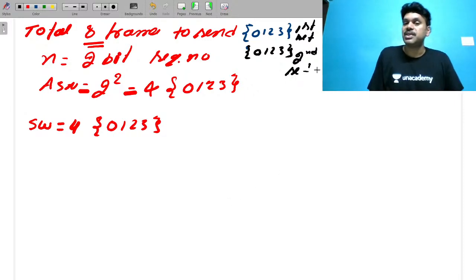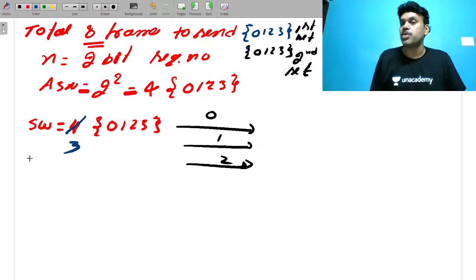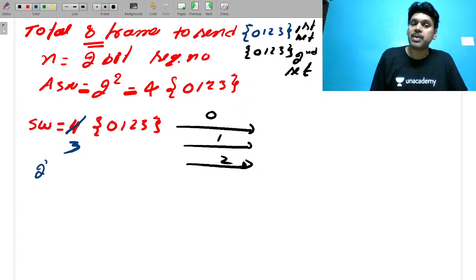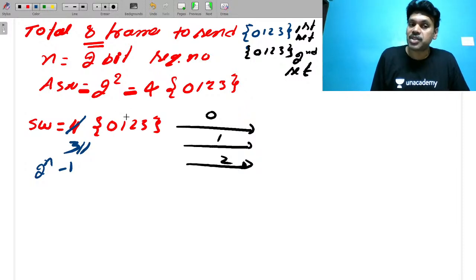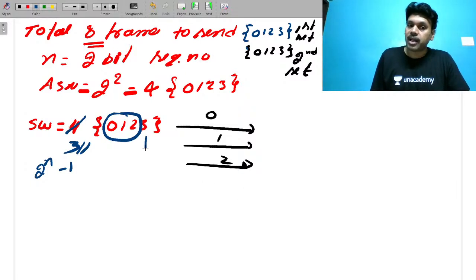Now let us transmit with the same assumptions. First 0 is pushed, then 1, then 2. We will not push all. Your sender window size is adjusted to 3 out of 4. Earlier I had taken completely 2 power n, which is 2 power 2, that is 4, as your window size. But now your window size is 2 power n minus 1, that is 2 power 2 minus 1, which is 3. That means you are able to transmit only 3 frames at a time. 3 frames means n minus 1 frames only.